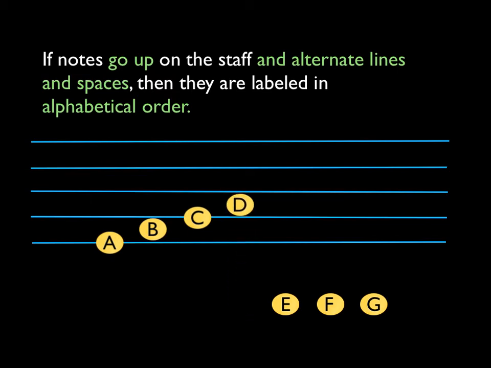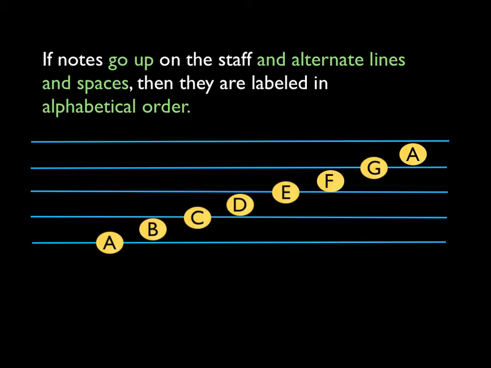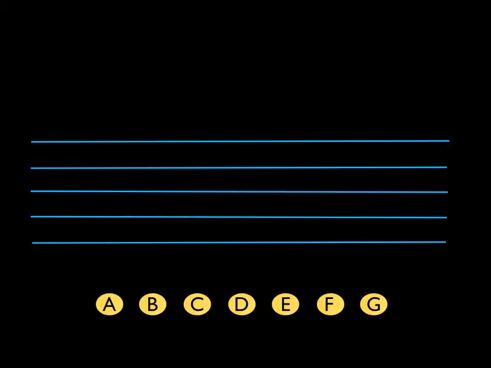If C is on the line, D is on the space. If D is on that space, then E is on the line above it, F is on the space above that, G is on the line above that, all right? And like I said earlier, we've got to the end of our musical alphabet. What comes after G? Well, if G is on that line, then A would be on the space above G, and B would be on the line above that. Okay? So now we have our alphabetical relationship here.